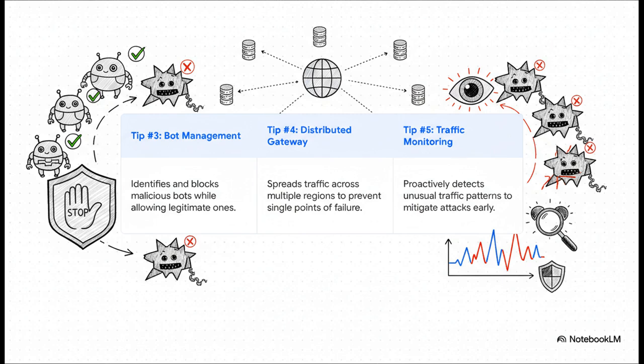And finally, number 5, traffic monitoring. This is your early warning system. You've got to be watching for weird patterns so you can catch an attack before it becomes a total disaster.